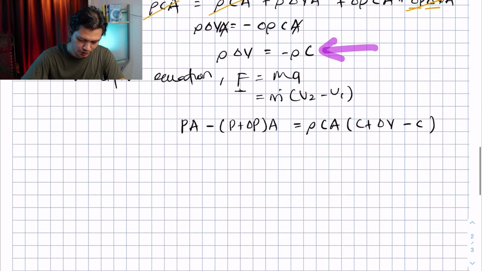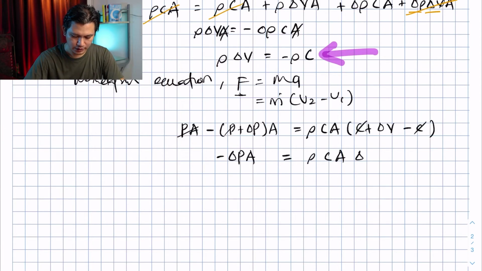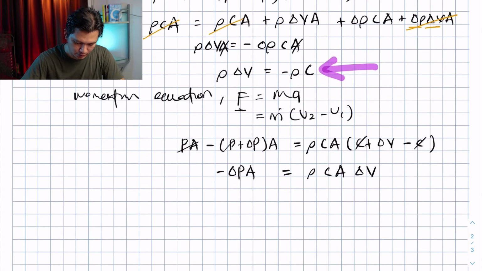So it's quite obvious here. You're going to cancel PA with P and A. So you're going to end up with minus delta P times A. And this is equal to C here, cancel with this one. So this is rho times C times A times delta V. Right? And I'm going to remove this A. Okay, so minus delta P is equal to rho times C times delta V.